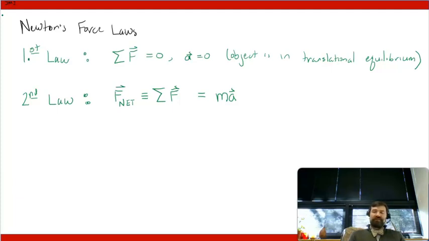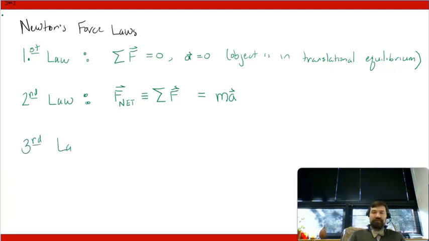Later on, we will discover that this is actually a simplification, that the quantity is not ma, but rather the rate of change of a quantity called momentum. But for our purposes right now, things don't change their mass, and therefore F net is ma.